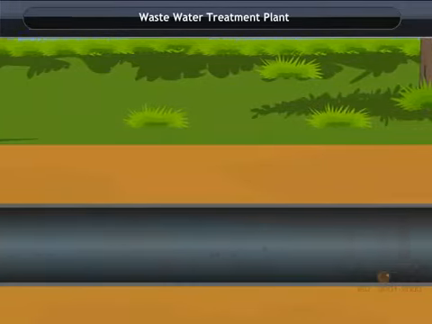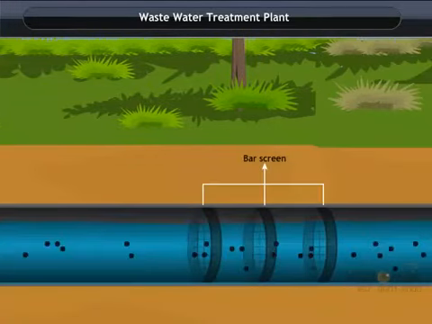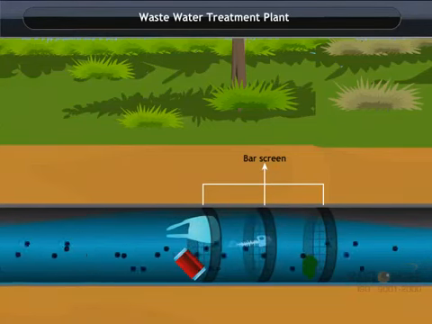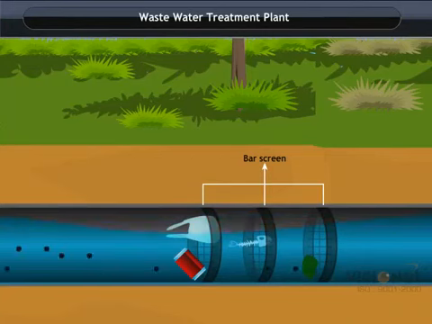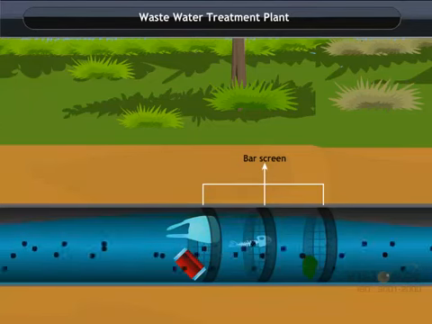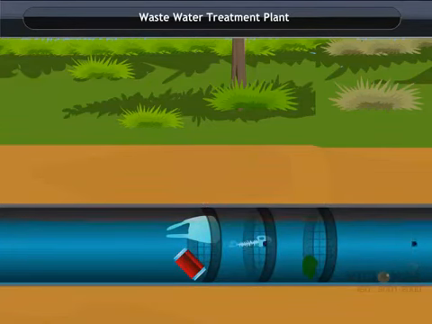Bar screen. The purpose of this section of the water treatment plant is to remove large-sized objects from the wastewater, such as rags, sticks, cans, plastic packets, napkins and papers, by allowing the sewage to pass through a bar screen.